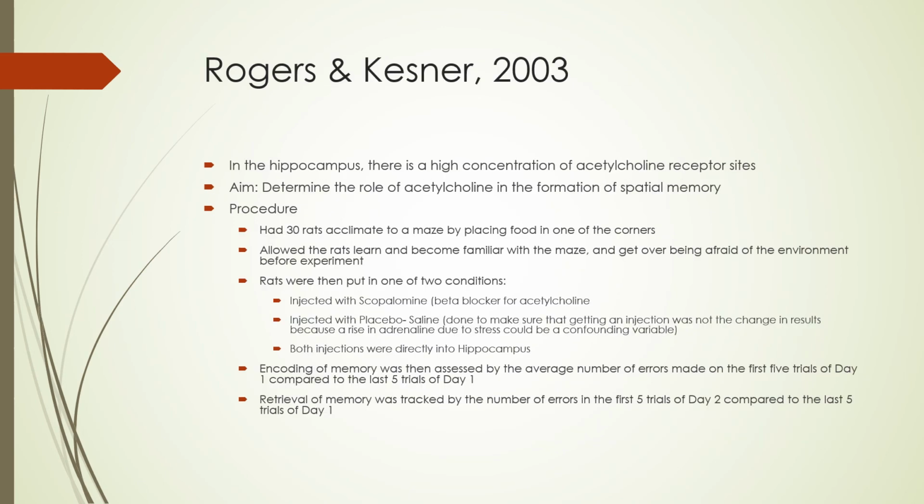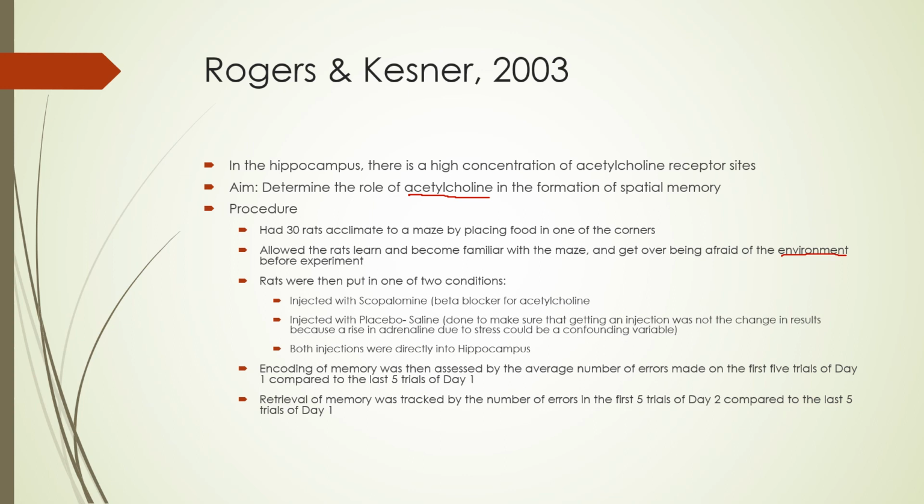So the last study we're going to look at today is Rogers and Kesner, and this is from 2003. This is another study that was looking at the role of acetylcholine, and just like the Antonova study, was also looking at the formation of spatial memory. So what they did was they had 30 rats acclimate to a maze by placing food in one of the corners. They allowed the rats to learn and become familiar with the maze and then get over being afraid of the environment before the experiment. So they are trying to control for the environment and make the study more valid in that way.